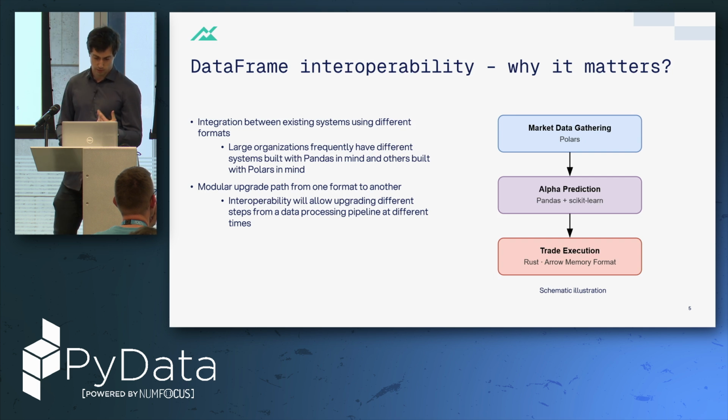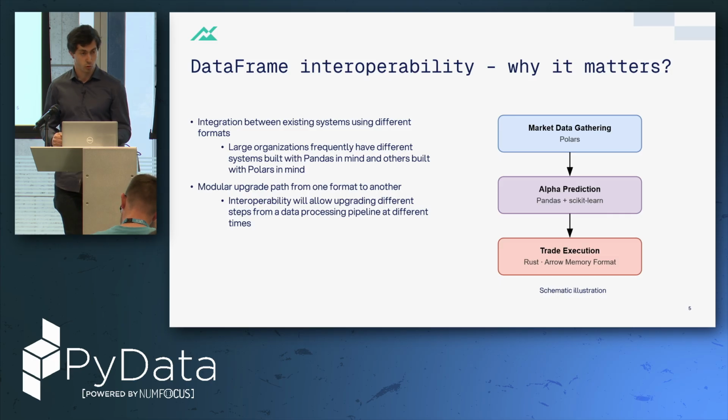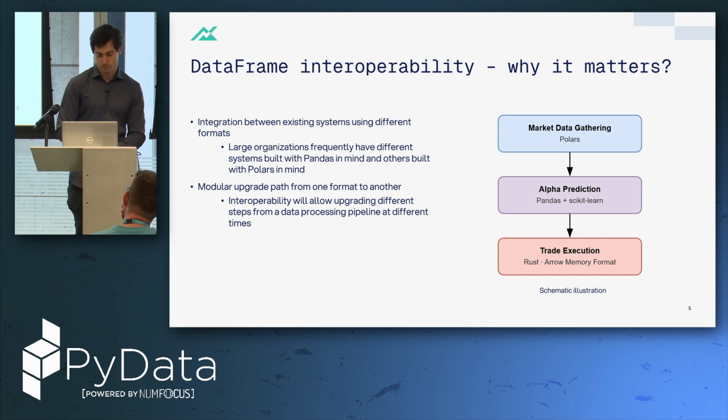Another reason why interoperability is important, even if you use the same format throughout all of your systems, is that eventually you might want to upgrade your formats. So many companies are currently upgrading from pandas to polars because of the performance benefits. And if you have a good solution for data frame interoperability, it will allow you to migrate different systems one by one instead of moving them all in one big bang upgrade.